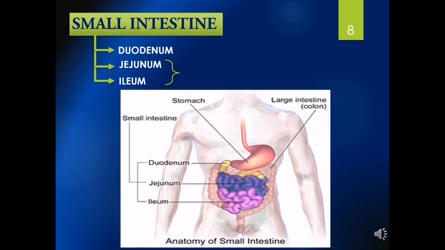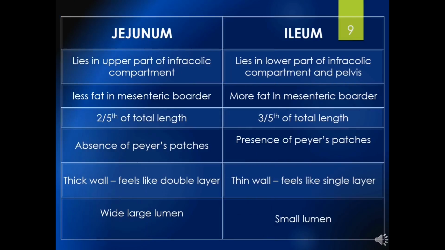Small intestine consists of duodenum, jejunum, ileum. Duodenum will be explained in a separate video. The total length of jejunum and ileum is 4 to 6 meters, and now we are going to see the anatomical features of the jejunum and ileum. Jejunum and ileum exhibit some differences between them in anatomical features.